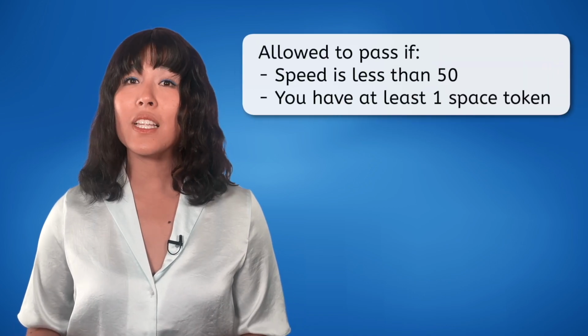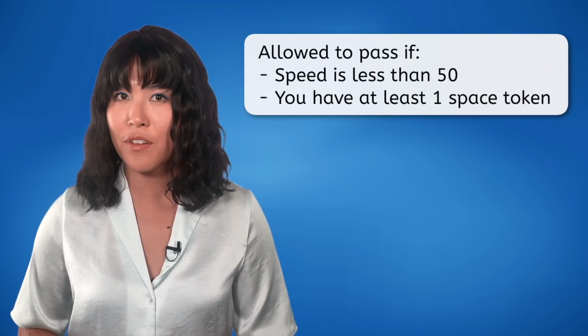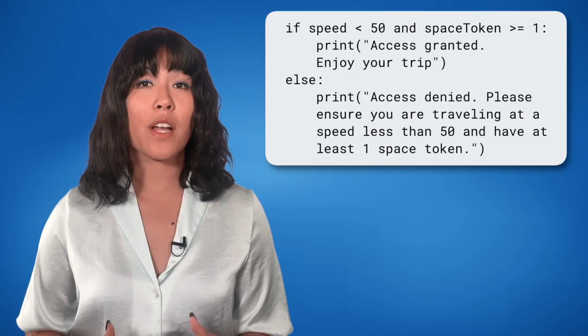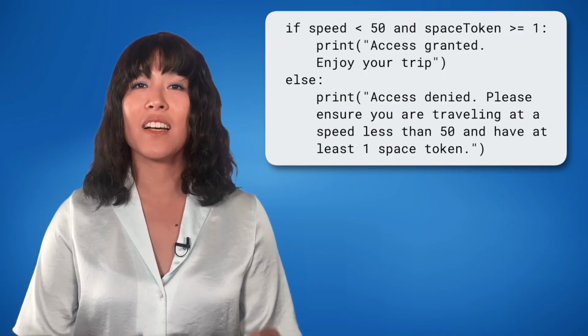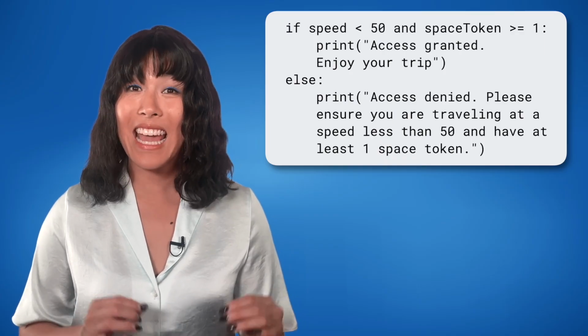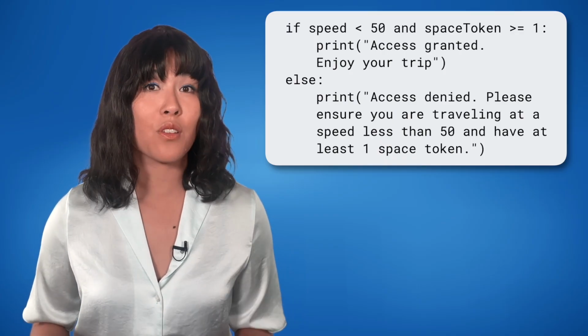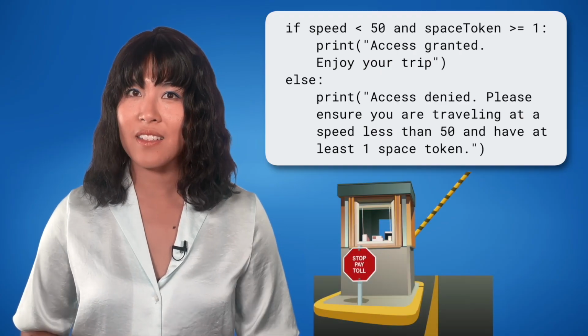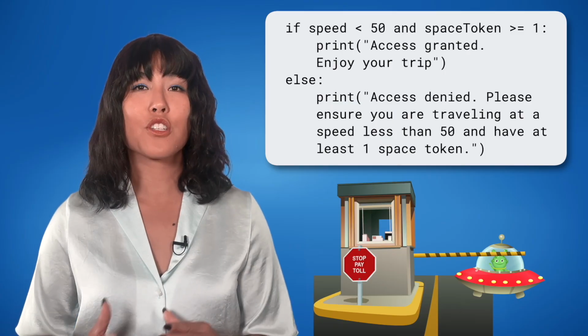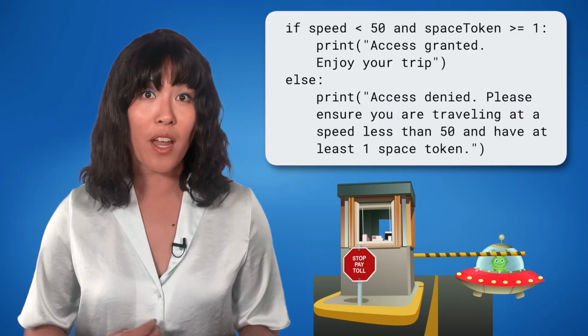Imagine you are a galactic gatekeeper safeguarding a space highway. Your ship is only allowed to pass if its speed is less than 50, and if you have at least one space token to pay for passage. In this snippet, access to the highway is granted only when we are traveling at a speed less than 50 and have one or more space tokens. The and operator ensures both conditions are met before granting access. As you can see, it's not good enough just to have the token if your speed isn't slow enough.